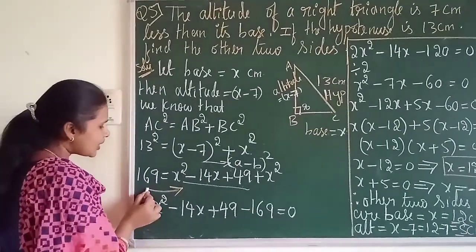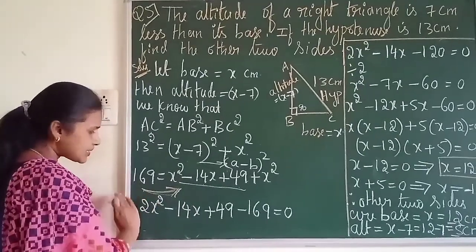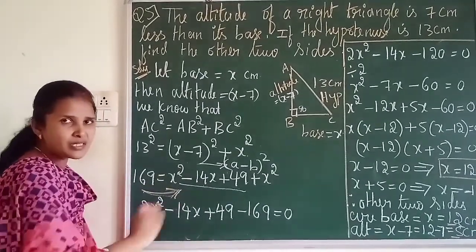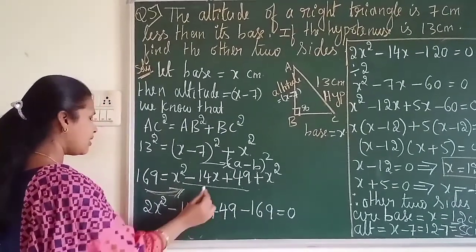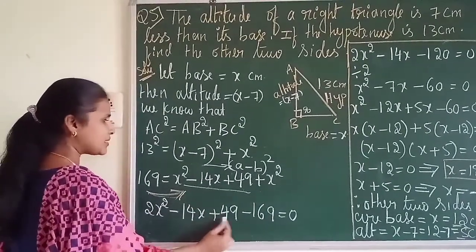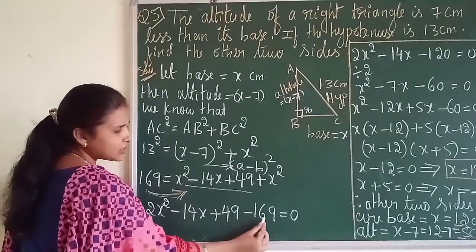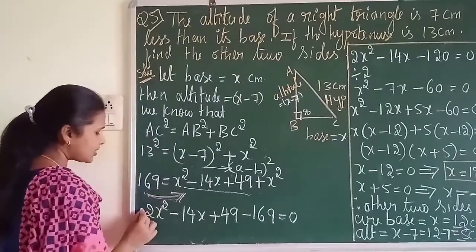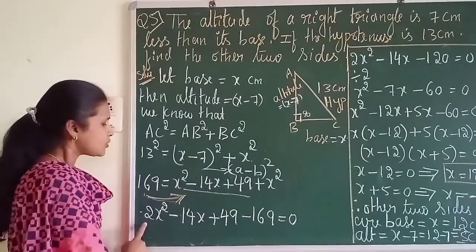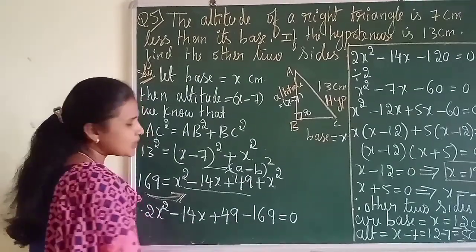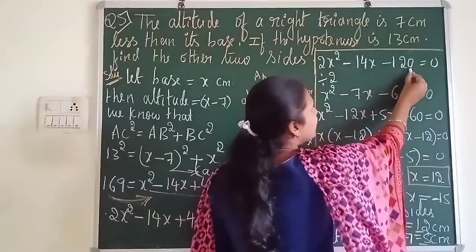Now bring 169 to the right hand side. This side becomes 0, but I am reversing the equation and writing x square plus x square is 2x square minus 14x plus 49. 169 brought to this side becomes minus 169 equal to 0. Instead of writing 0 here, I am writing 0 on the right side. So 49 minus 169 are the like terms. When you subtract, you get minus 120.